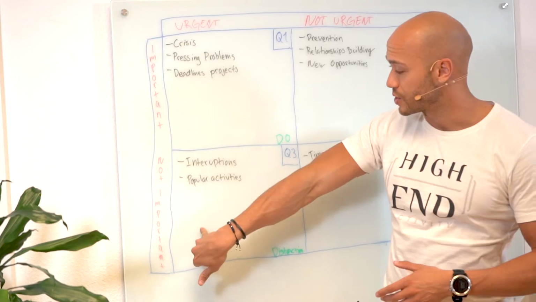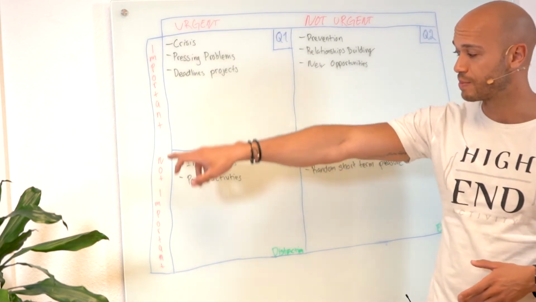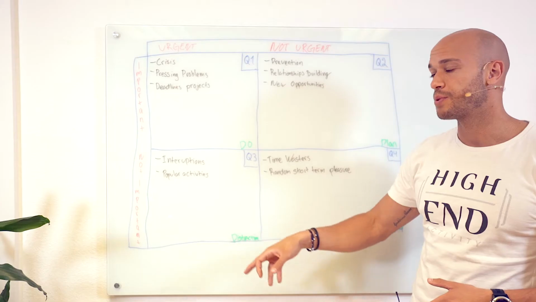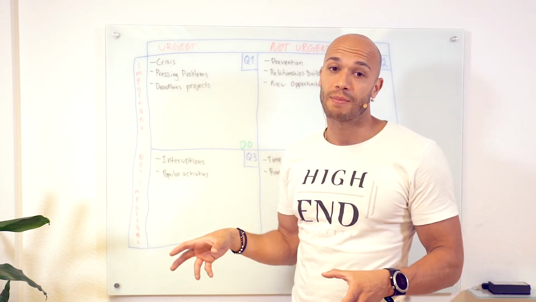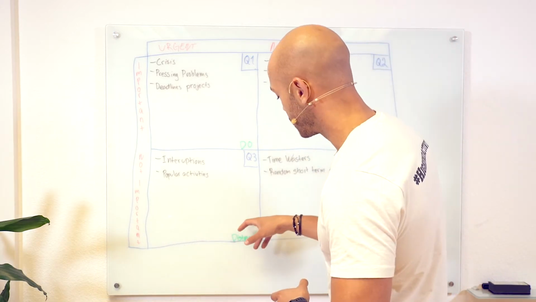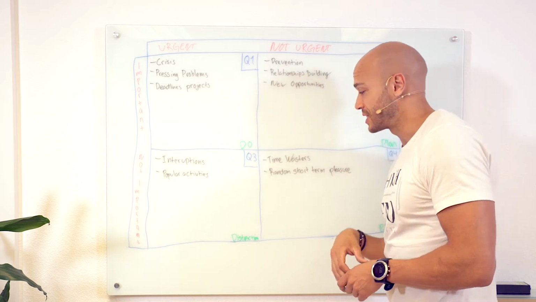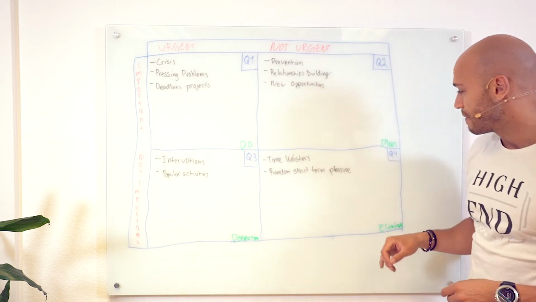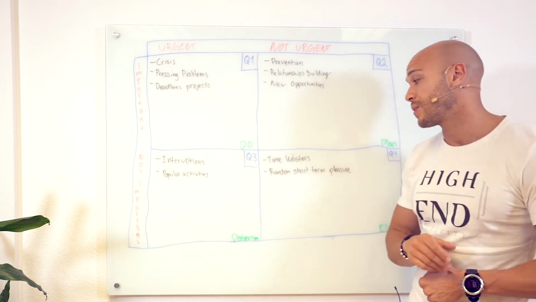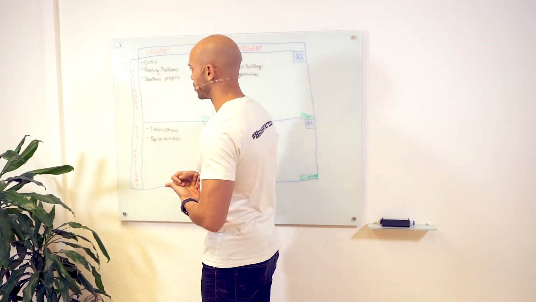In quadrant 3, for the things that are urgent but not important, there are interruptions, popular random activities. These are what I like to call our distractions. And in quadrant 4 we have things that we should just eliminate. They are time wasters and random short-term pleasure.